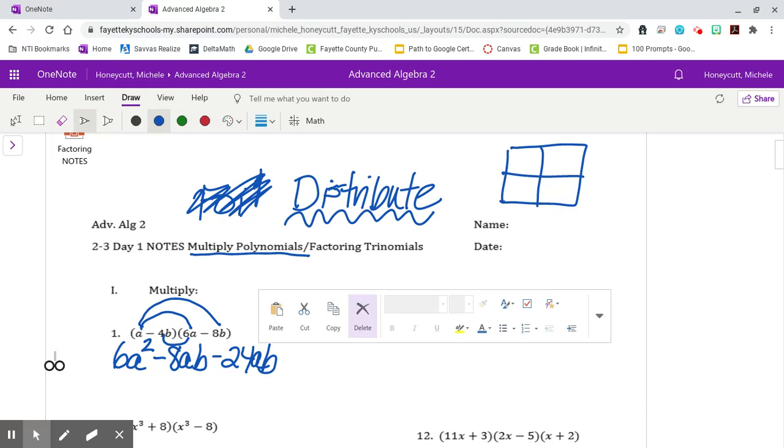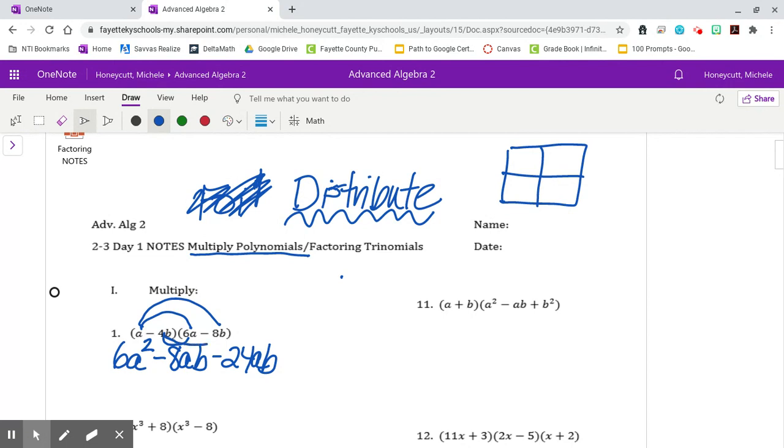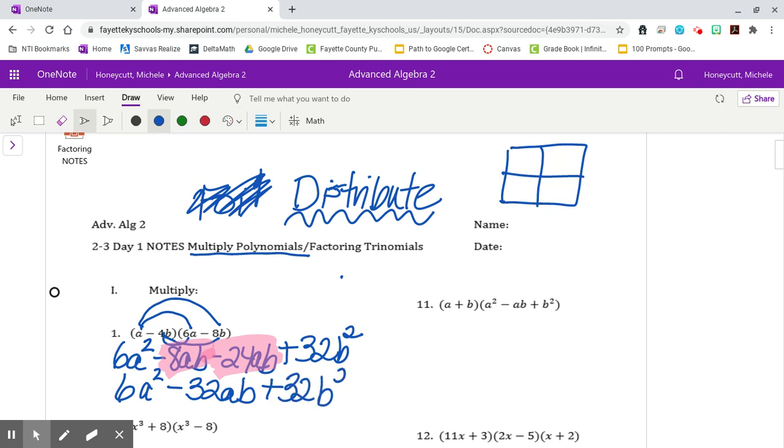Then negative 4b times negative 8b is positive 32b squared. Then I'm going to look and see if I have any like terms. Minus 8ab and minus 24ab are like terms. So negative 8ab and negative 24ab combine to be negative 32ab. And then I'll bring the other two terms down, 6a squared minus 32ab plus 32b squared. And then that's multiplied.